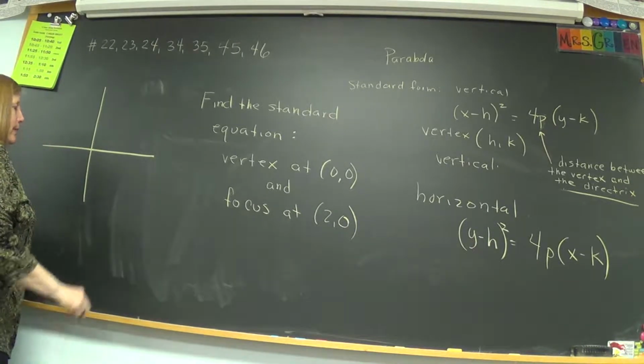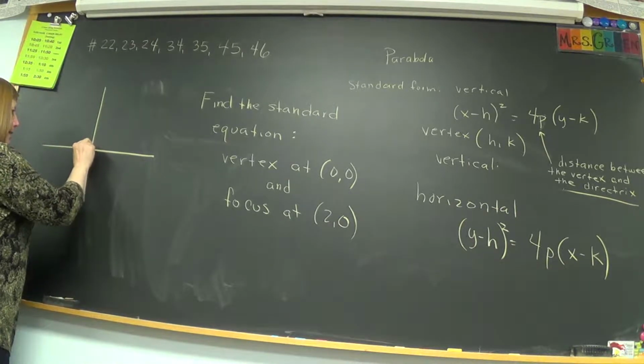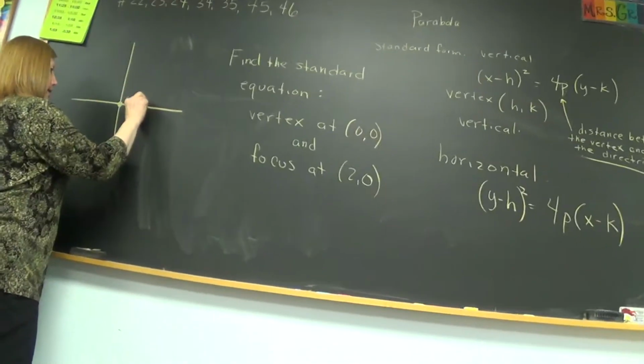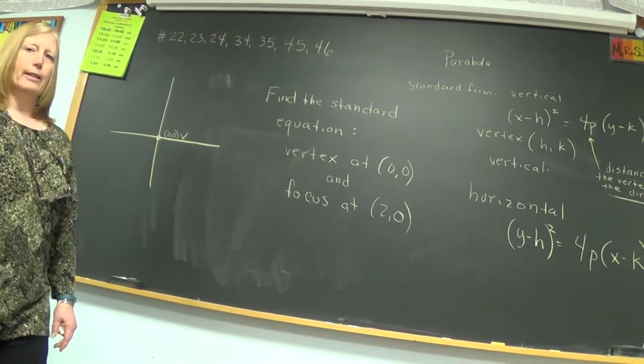We're going to mark the vertex. Go ahead and hit the origin, 0, 0. I'm going to put a little V there so I can see that that's the vertex.